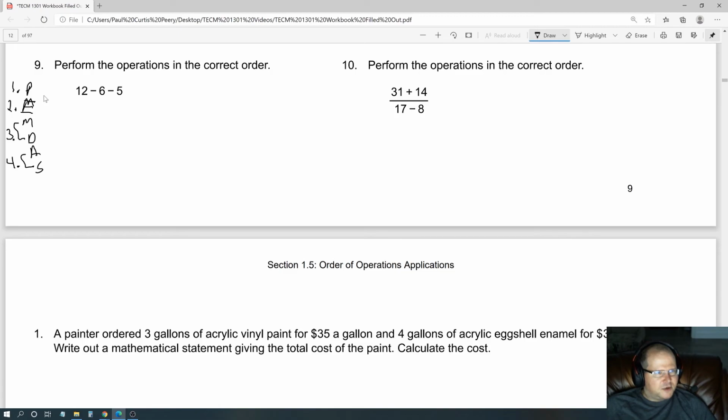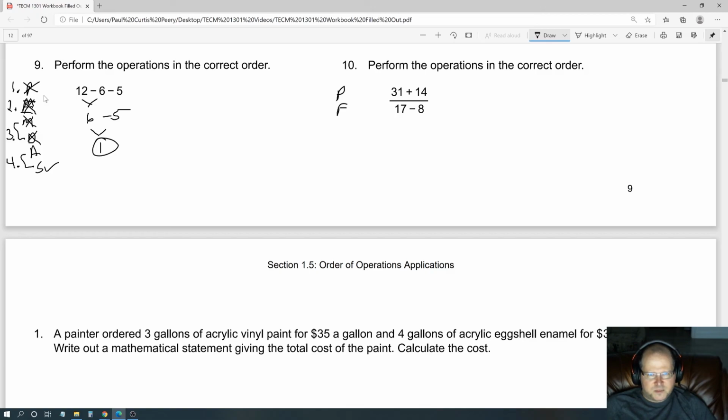Okay, so in this case, there are no parentheses, so we just X out on that one. No exponent, we X out on that one. No multiplication, we X out on that one. No division. But there is subtraction, which came first from left to right. So we say 12 minus 6 is 6. Okay, is there subtraction? There's still a subtraction from left to right. It's the only operation left. 6 minus 5 is 1. So the answer is 1.